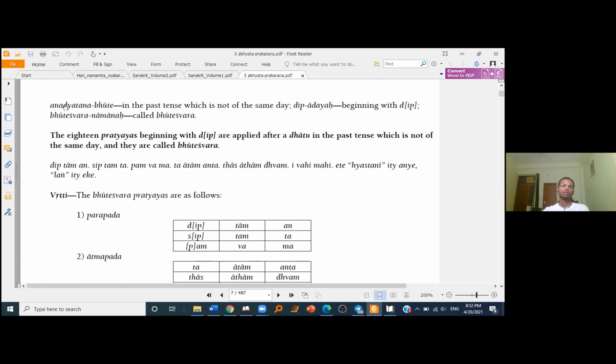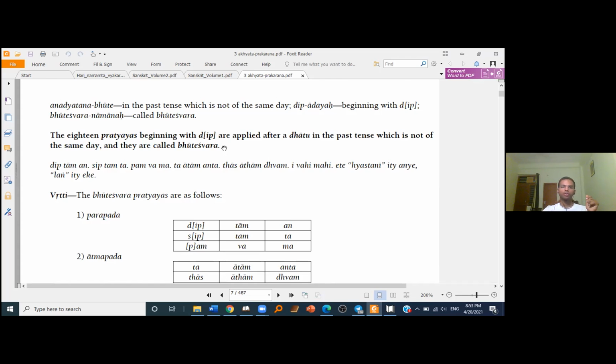So anadyatana. Adya means today. Na adya means not today, and bhute means past. So na adya iti anadya. I had mentioned that when na comes with any word which begins with a vowel, that na becomes an. Did I tell you before? Yes, I think I told. So na adyatana becomes anadyatana.